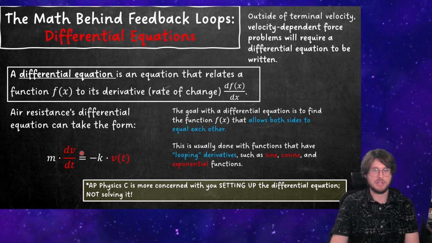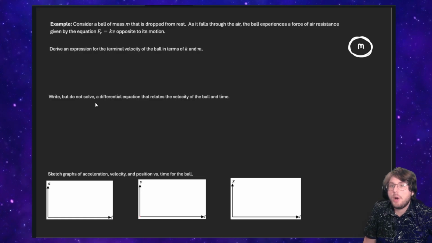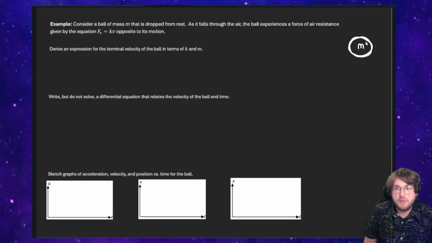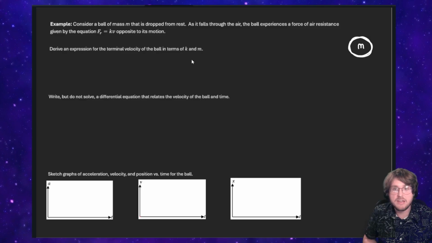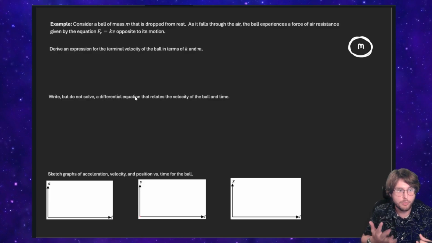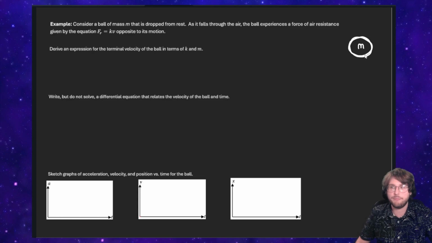So let's jump in. All right, so for this example, we've got a ball of mass m drawn over here. It's dropped from rest. So as it falls through the air, this ball is going to experience a force of air resistance given by Fr equals kv opposite to its motion. So if you remember from the slides, we showed it as negative kv, and here the negative sign is given by the words "opposite to its motion." So we just need to keep that in mind when drawing our free body diagram over here.